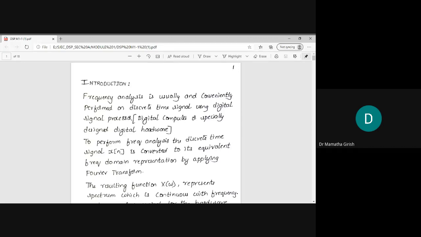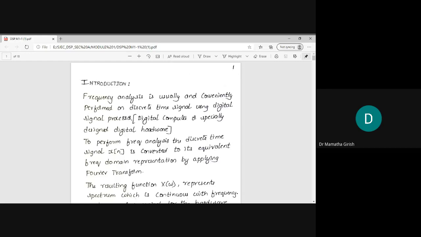Good morning, students. Today we will be studying Module 1, that is all about the discrete Fourier transform. To begin with, let's start with a brief introduction. Generally, for the analysis of digital signals, we prefer to do it in the frequency domain. That is what I meant to say.